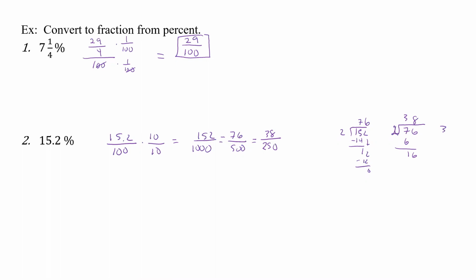And so now we have 38, and we divide that by 2. That goes in once, that's 2. Subtract, that's 1. Bring down the 8, that goes in 9. So it's 18. We subtract that, 0. So now we have 19 over.